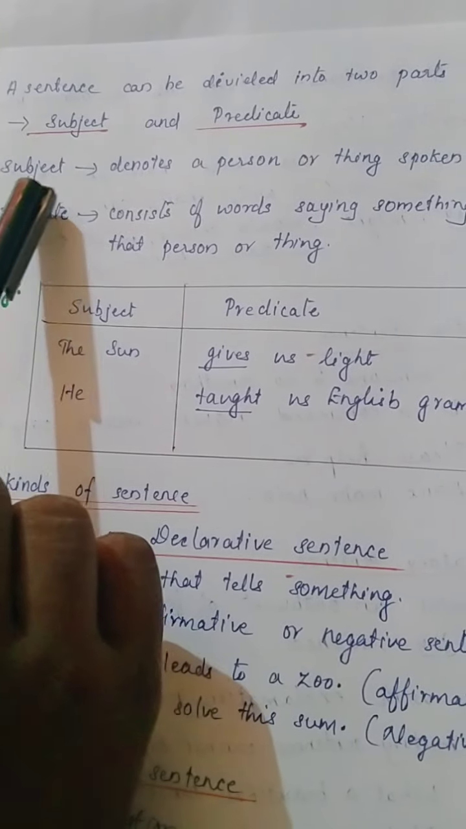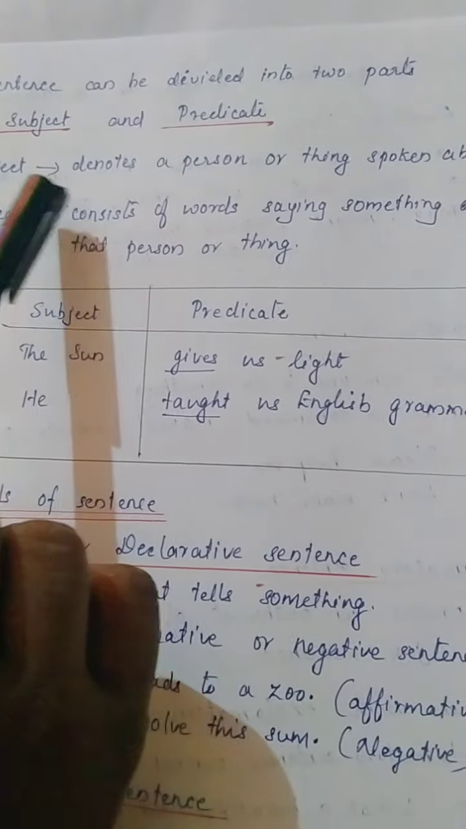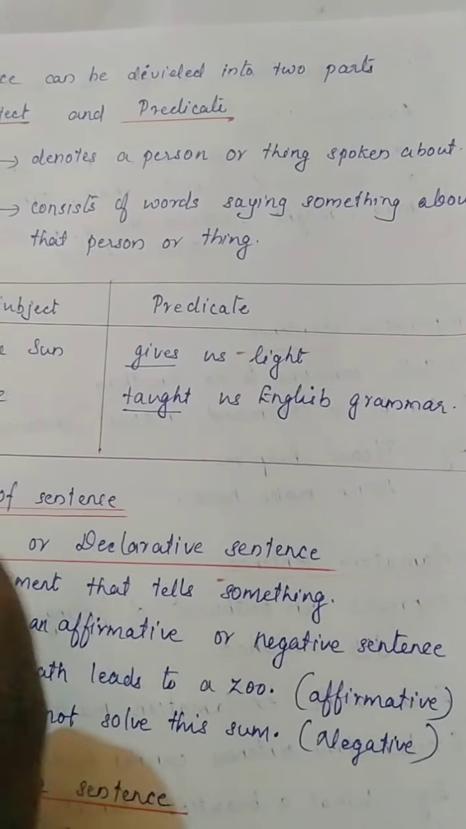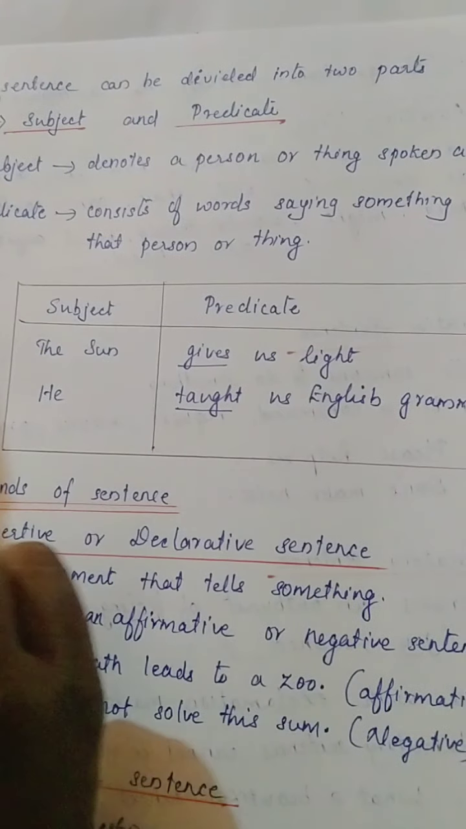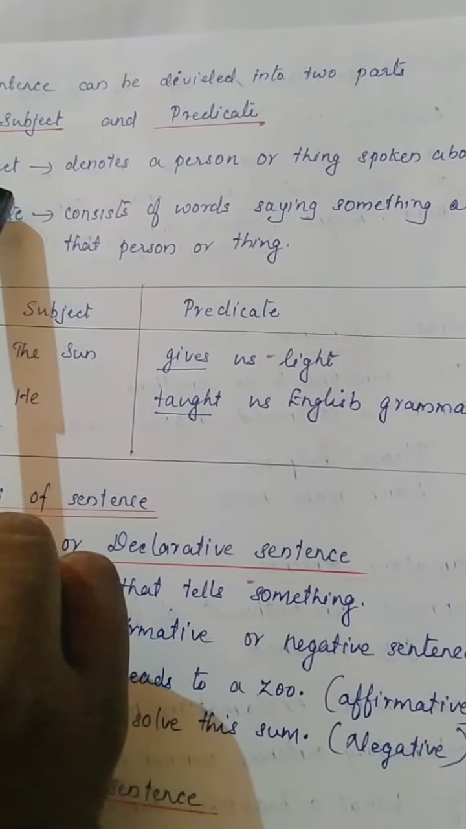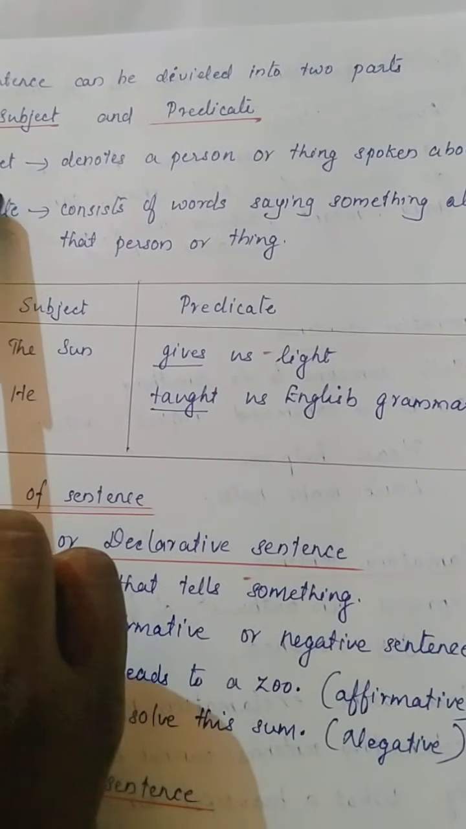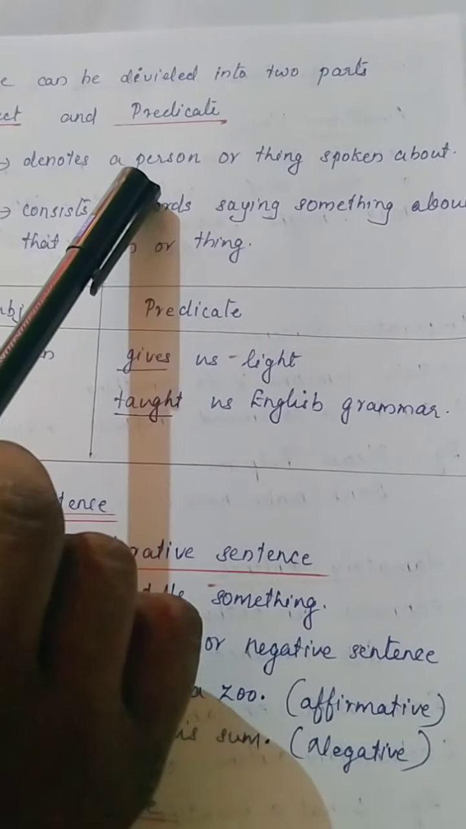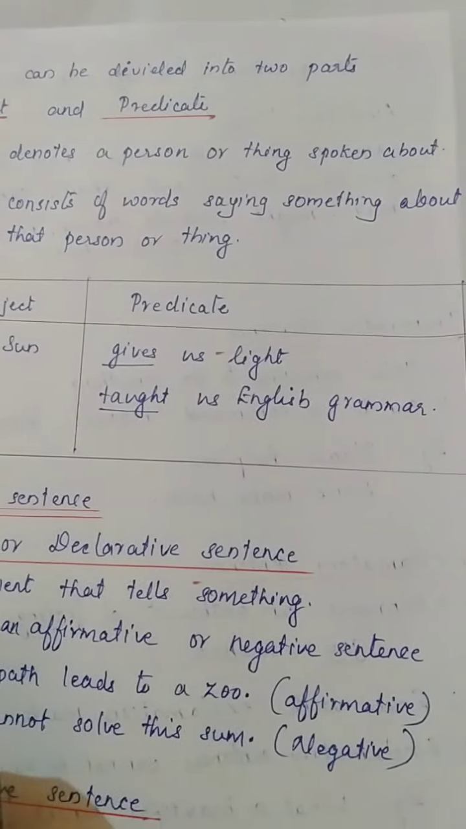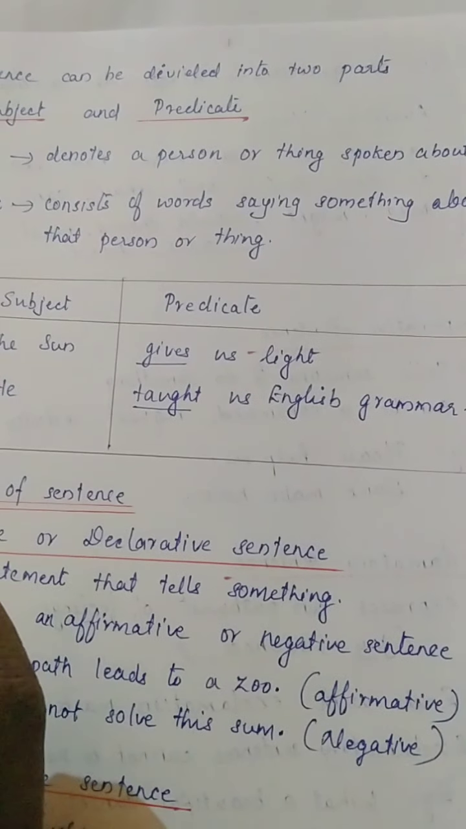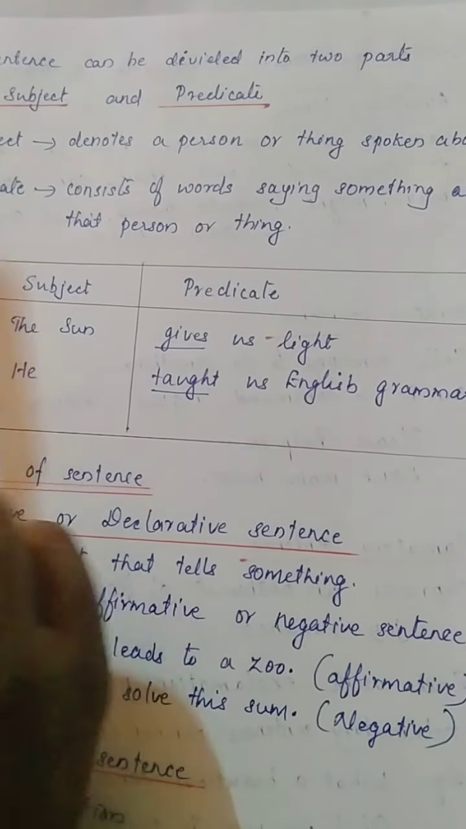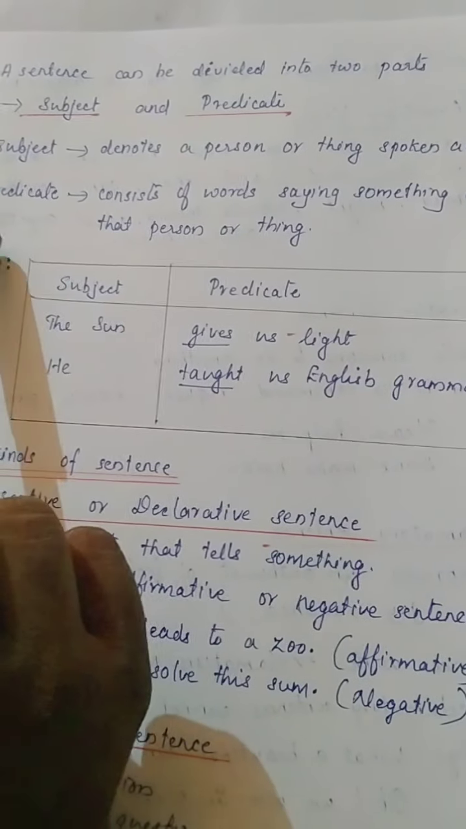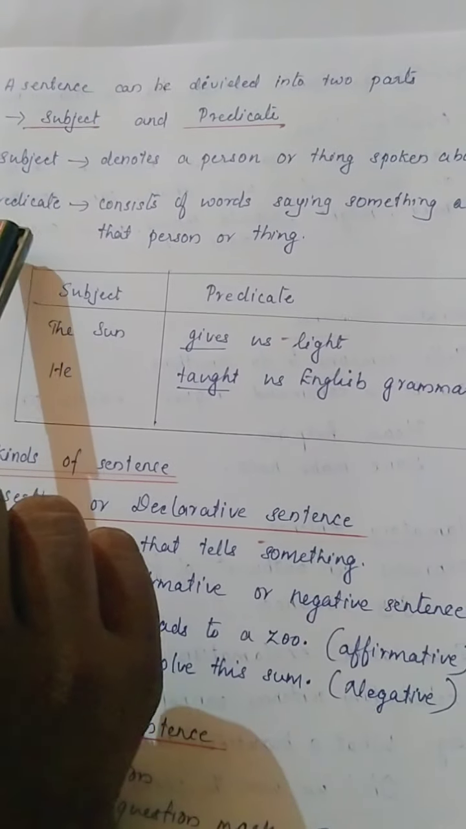A subject denotes a person or thing spoken about. That is the subject of one sentence. A subject can be a noun. The subject denotes a person or thing, or who is doing the action in that sentence. And the remaining part of that sentence is the predicate.